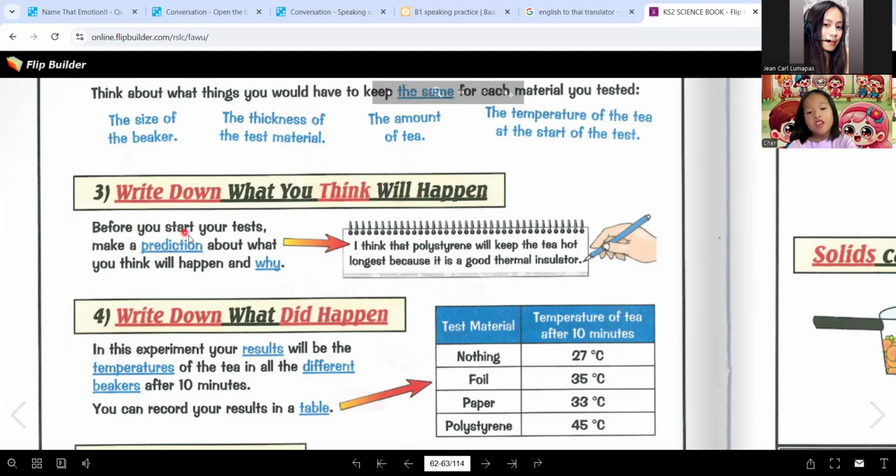Let's read before you start your tests. Before you start your test, make a prediction about what you think will happen and why. For example, an example of your prediction.